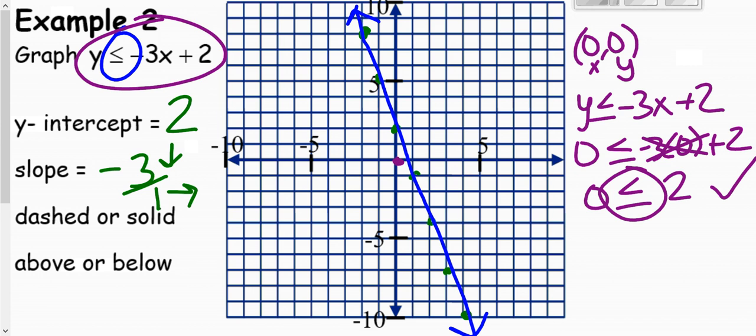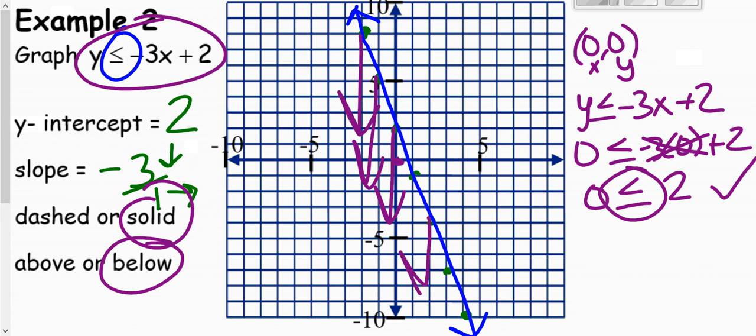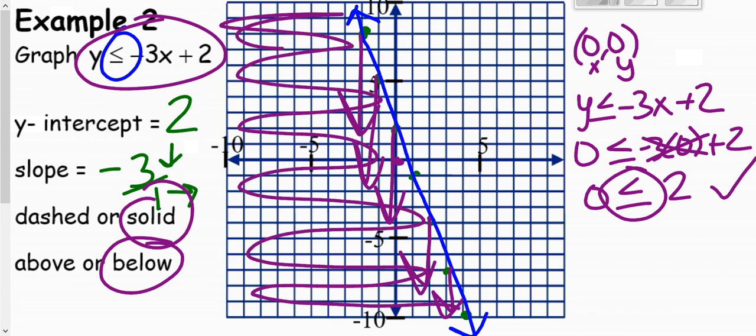When you think of less than, do you think of up or down? I think of down, which is the same as below. So from any point on the line, we would shade below. Then that shows me what side of the line I want to shade, so I can shade it in. So any point on this side of the line would satisfy that inequality.